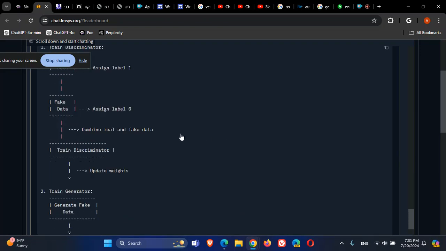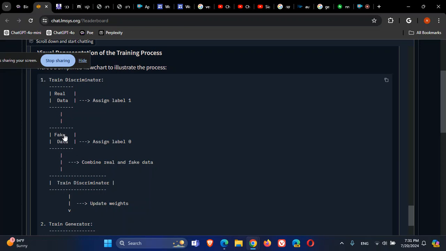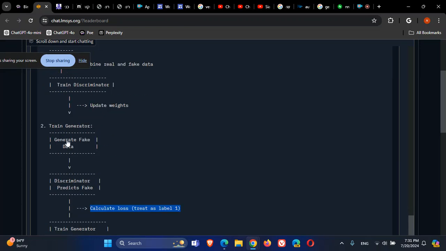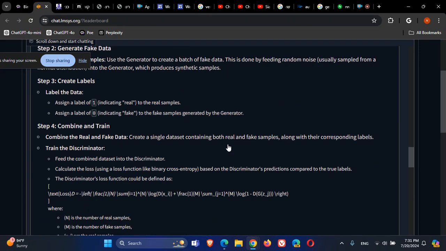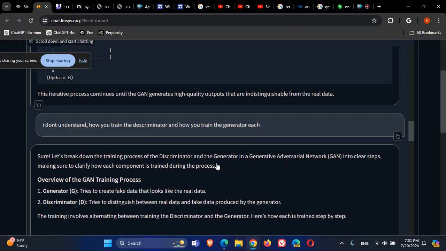Then go back, train the discriminator again on the new, updated fake data that is better, teach it how to discriminate, then go to the generator, then go to the discriminator, then go to the generator, and you see how they're competing with each other. That is the idea of generative adversarial networks, abbreviated GAN.